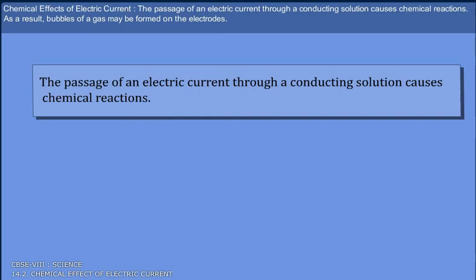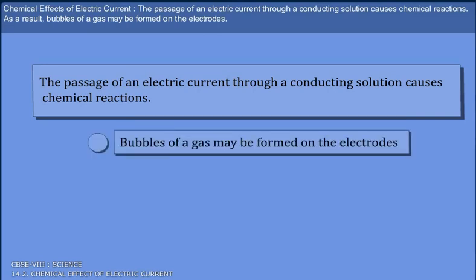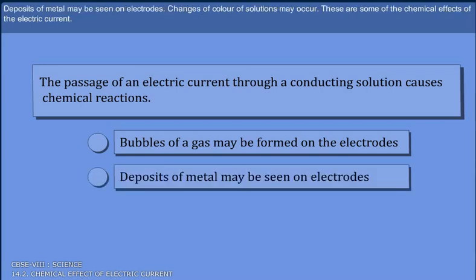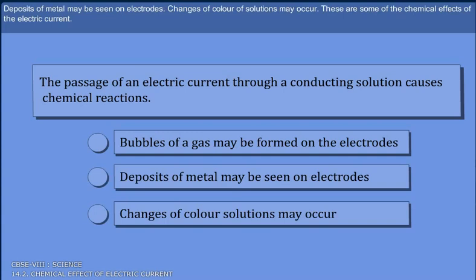The passage of an electric current through a conducting solution causes chemical reactions. As a result, bubbles of a gas may be formed on the electrodes. Deposits of metals may be seen on electrodes. Changes of color of solutions may occur. These are some of the chemical effects of the electric current.